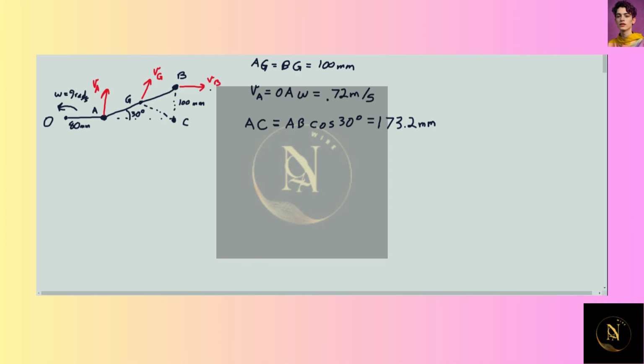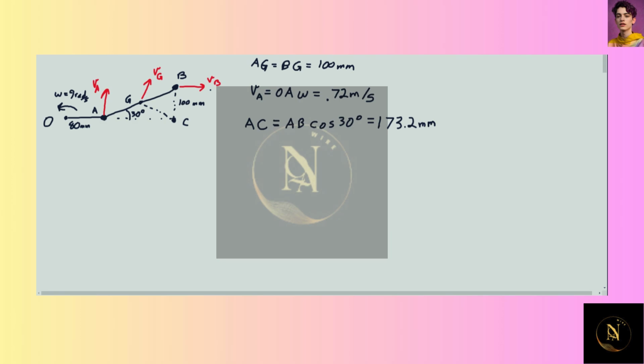And I should note that we get this 30-degree angle here because in a 30, 60, 90 triangle, the length of the side opposite the 30 degrees will be exactly half the hypotenuse, which is what we have here.